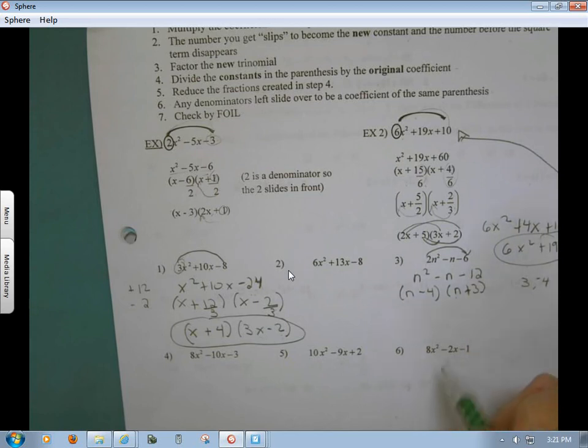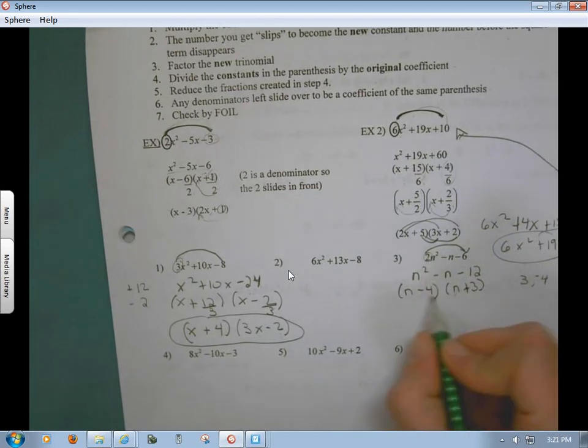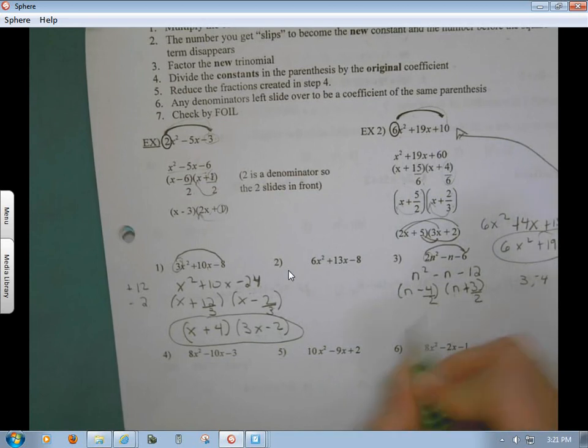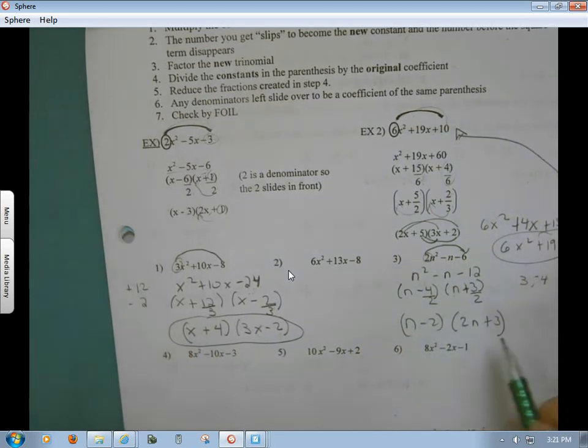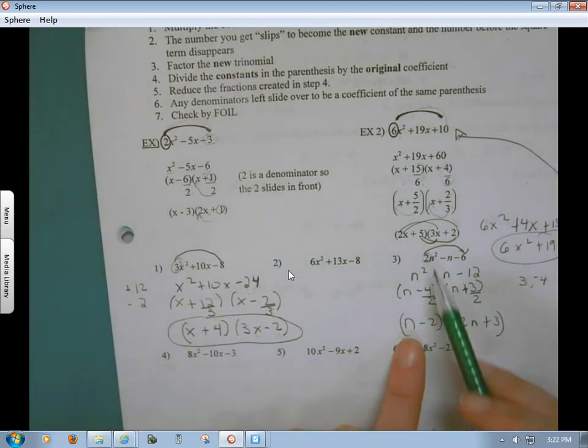So far, so good. Let's slip the 2 back in. Divides evenly here. Won't divide here, so it slides forward. FOIL it. 2n squared. Check.